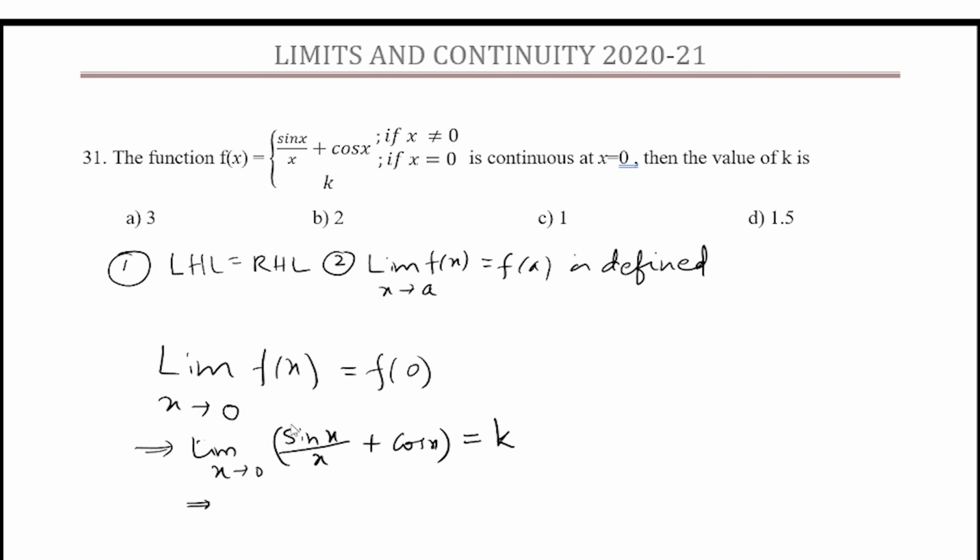Now split up the limit of sin x by x as x tends to 0, standard result 1. Put x equal to 0 in the second part, cos 0 is 1, is equal to k. Therefore k is equal to 2. So option is B.